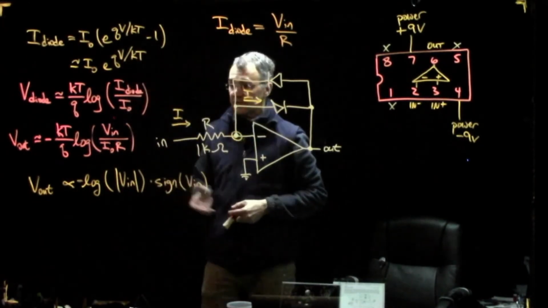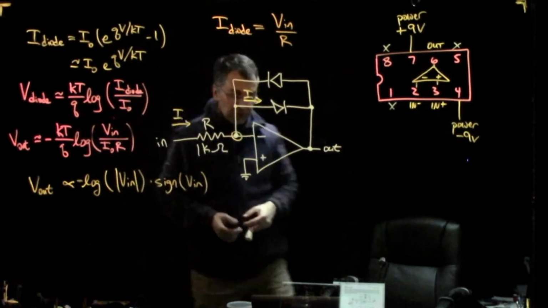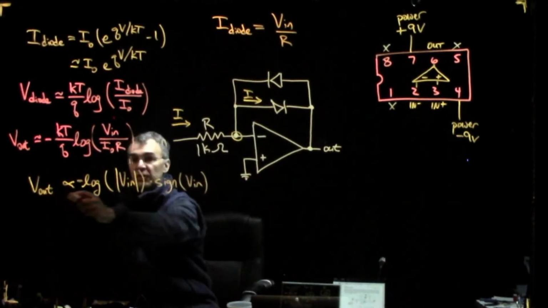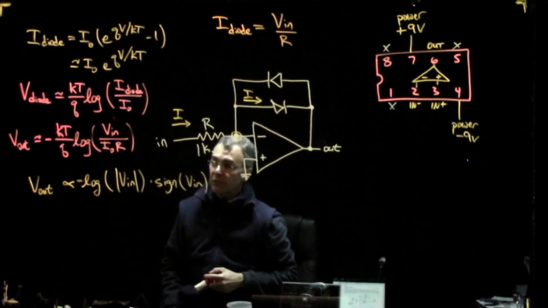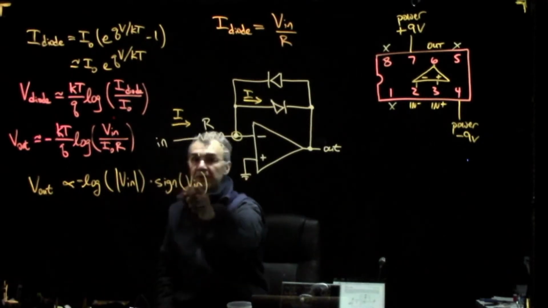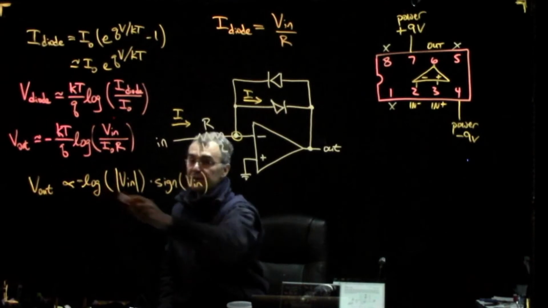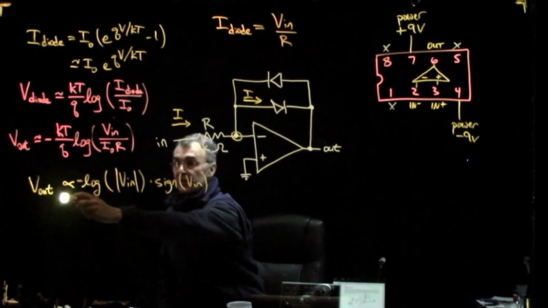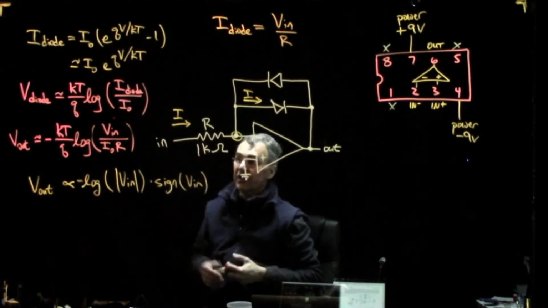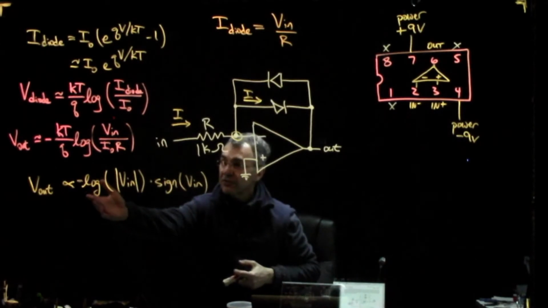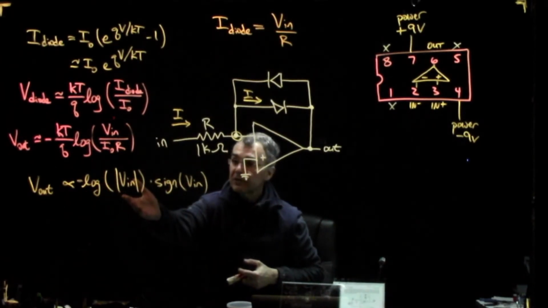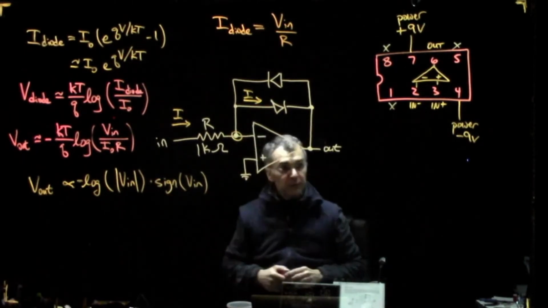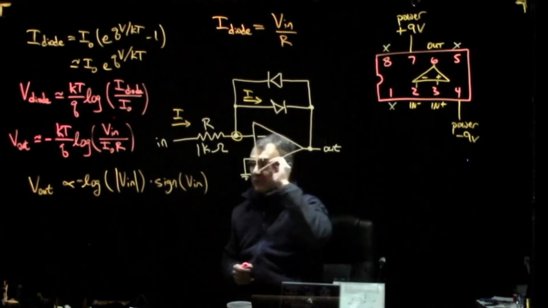All of this junk, normally you don't remember it. What you really remember is that the output is proportional to the log of the input. And we can be a little careful with the signs. If the input is positive, then the output should be negative, and if the input is negative, then the output should be positive. So V out is proportional, with some constant of proportionality that we won't worry about, to minus the logarithm of the absolute value of V in, and then we multiply by the sign of V in.